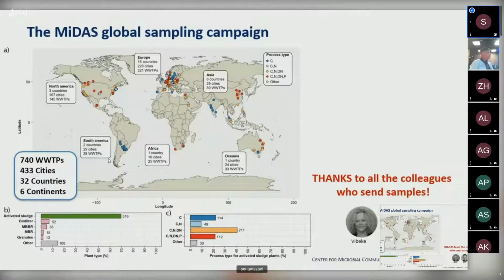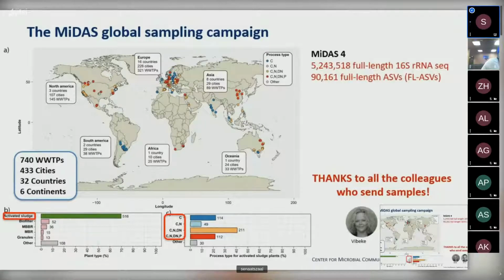When we look into the different plant types, we can see that the majority are using the activated sludge process, but we also have wastewater treatment plants with biofilters, MBBRs, MBRs, and granules. So we also cover the diversity within different types of wastewater treatment plants. If we look into the activated sludge plants, we can see that they are using different process types. So there are some plants which only remove carbon, some which also remove nitrogen, and then the ones with denitrification and the ones with biological phosphorus removal.